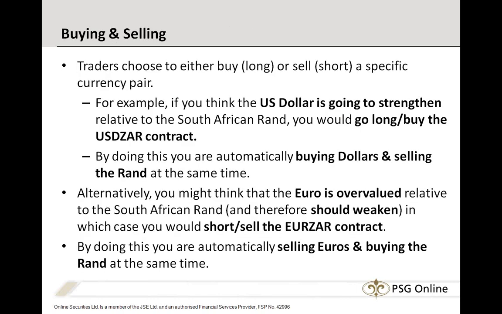Basically, you choose to trade either a long or short, like we do single stock futures. So you'd buy or sell a specific currency pair. For example, you think the dollar is going to strengthen relative to the rand, you would go long or buy the USD dollar contract. In other words, you're doing the opposite. You'd be buying dollars and selling the rand.